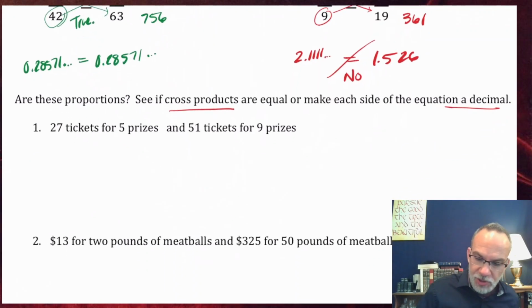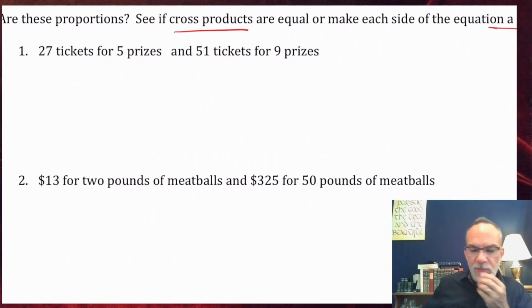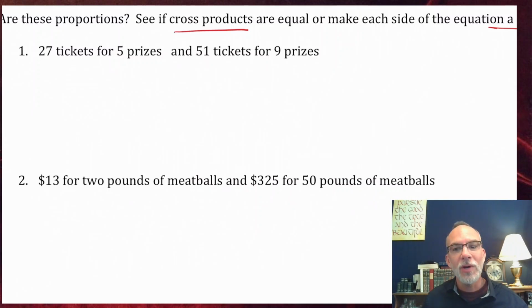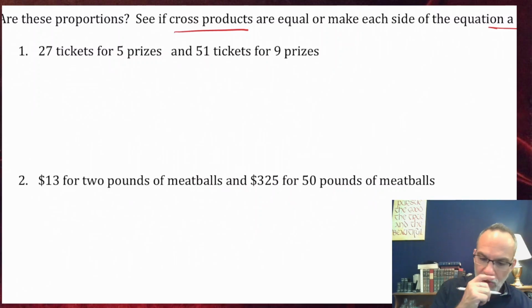So are these proportions? Let's take a look. 27 tickets for 5 prizes and 51 tickets for 9 prizes. You ever play skee ball or something like that at the arcade and you get the tickets, or like you're at the fair and you're playing some kind of game and you get so many tickets and then you can go cash them in for a prize or something like this? Well, are these two ratios, are these two values for how many tickets compared to prizes, the same? Maybe one guy's got 27 tickets for 5 prizes and then some other guy, like on another stand's, got 51 tickets for 9 prizes. Like, well, where do I get more prizes for my tickets? Or something like that. So let's just try it.